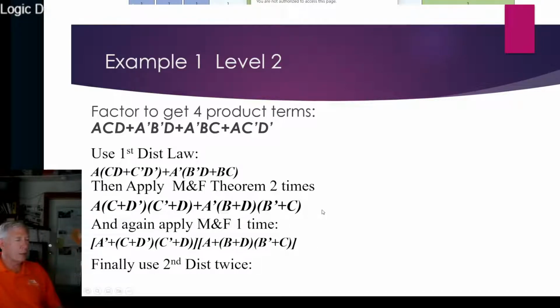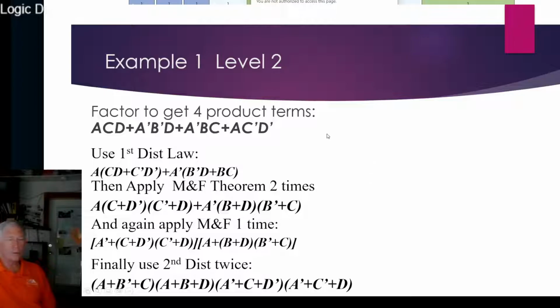Inside the parentheses we have ors, but the two main terms are product. Well, when we do that, we get A plus B prime plus C times A plus B plus D out of this bunch of stuff here, and here we get A prime plus C plus D prime times A prime plus C prime plus D. All right, so that's another example.